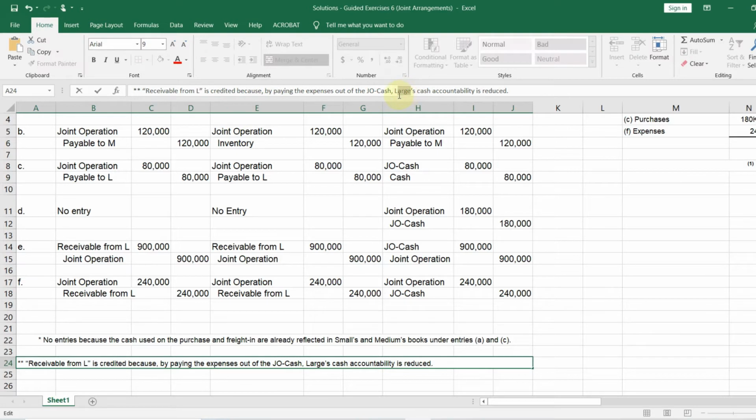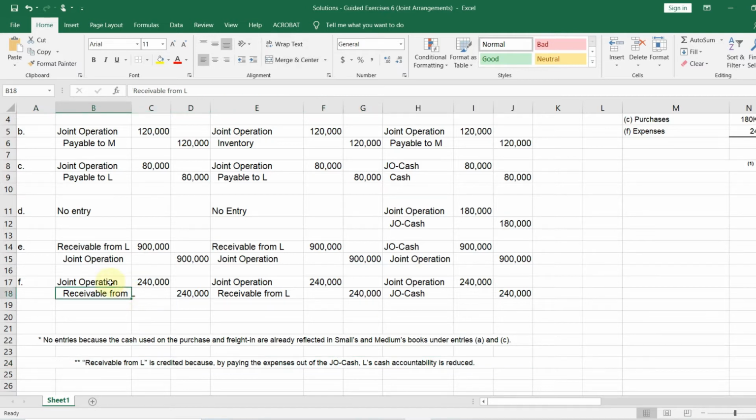So, you have receivable from L is credited because by paying the expenses out of the JO cash, L's cash accountability is reduced. Okay, so, dahil nagbayad, yung receivable from L nila na 900,000, mababawasan na siya kasi nagbayad ng expenses. Okay, so, debit joint operation 240,000, credit receivable from L, 240,000. The same with books of M. We have joint operation 240,000 and then receivable from L 240,000. Okay. And then for the managing operator, you have debit joint operation 240,000 and then credit 240,000 sa JO cash.